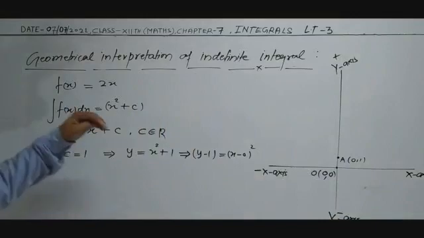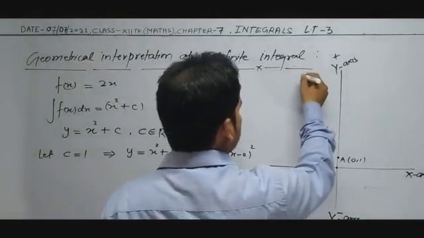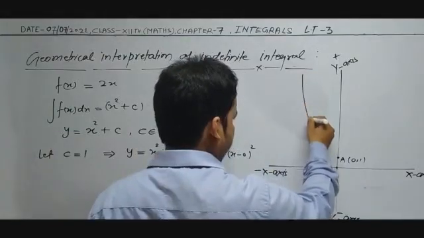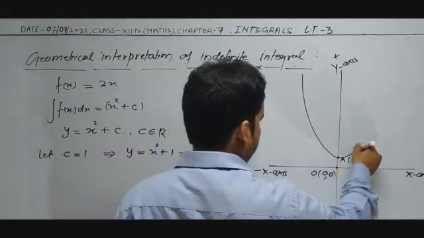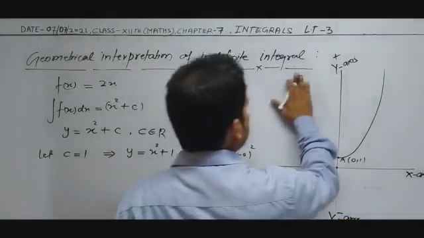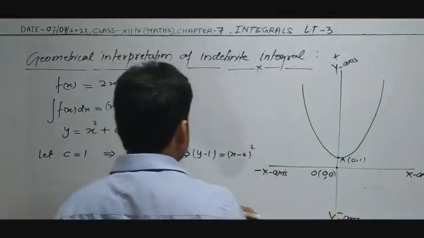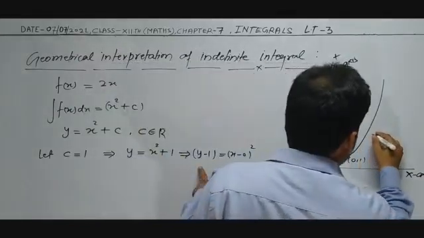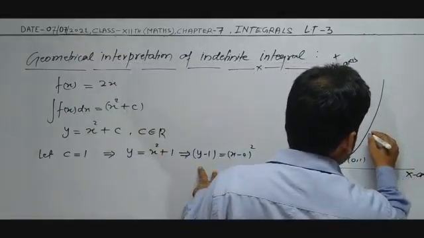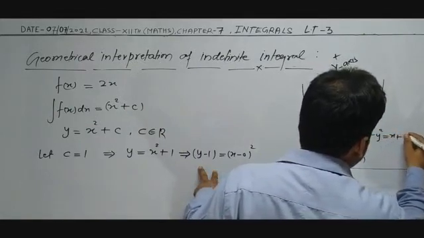Now, open in the positive direction of the y-axis, this is the shape of the parabola, and its equation is y is equal to x square plus 1.